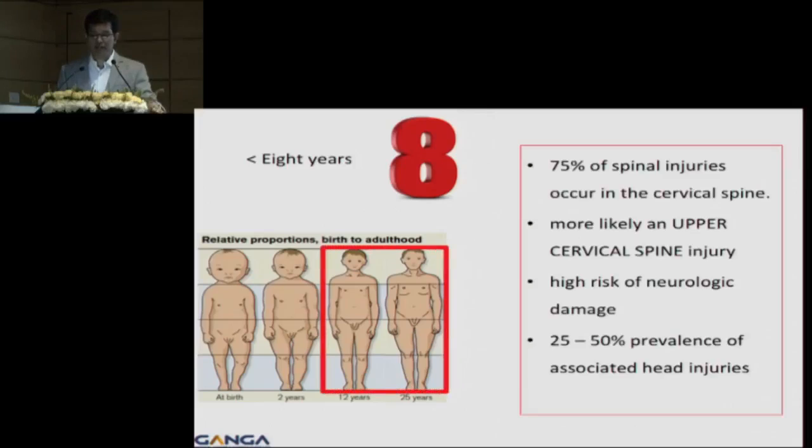Less than 8 years, almost 75% of injuries occur in the cervical spine, and most of them are situated around the upper cervical spine. The incidence of neurological deficit and coexisting head injuries is higher, so the morbidity and mortality is higher in these children.